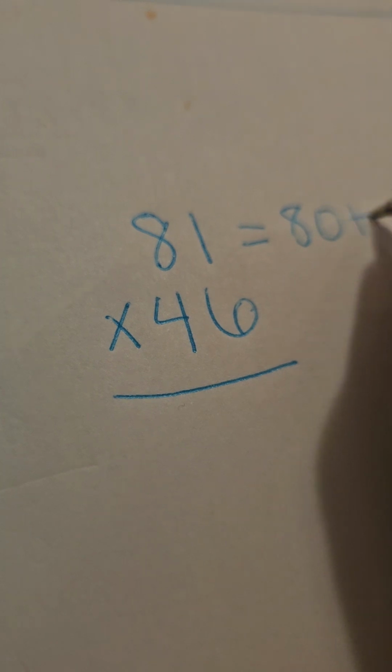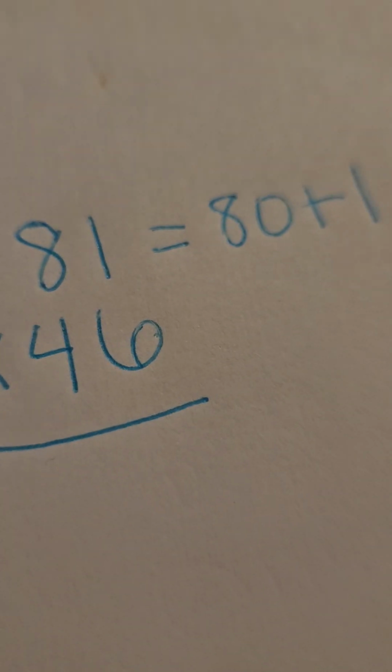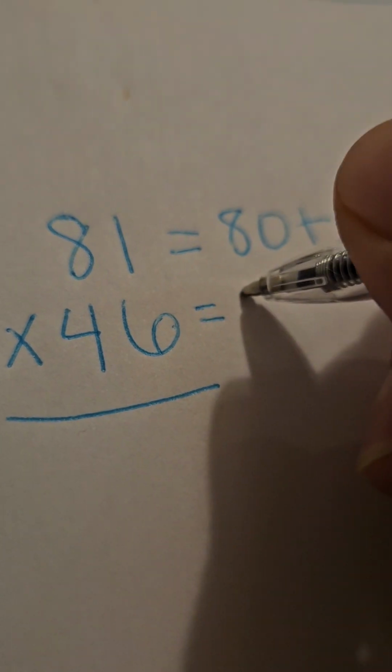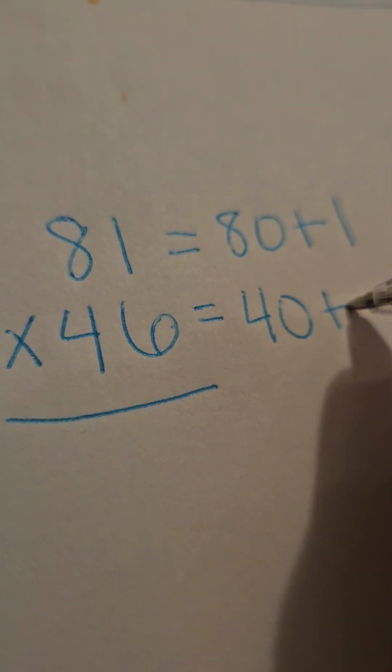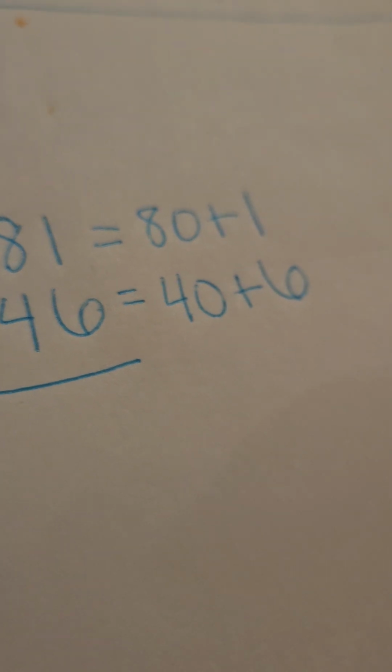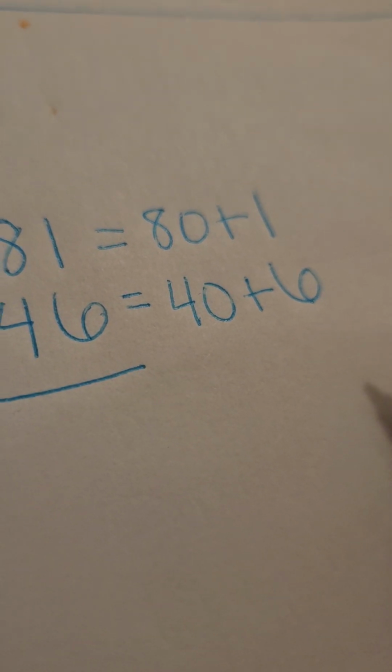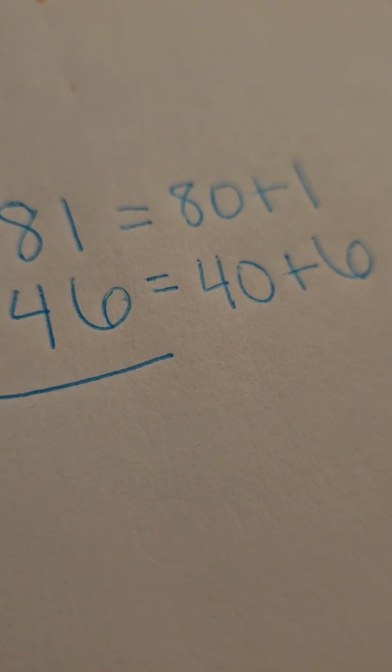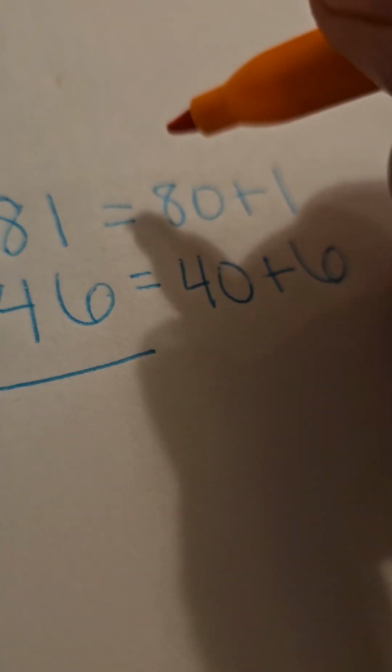Write both of my factors in expanded form. So 81 is 80 plus 1, and 46 is 40 plus 6. Okay, my second step is to multiply. And what I'm going to do is highlight the numbers I'm going to be multiplying.